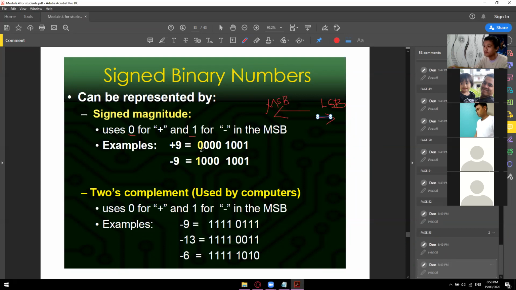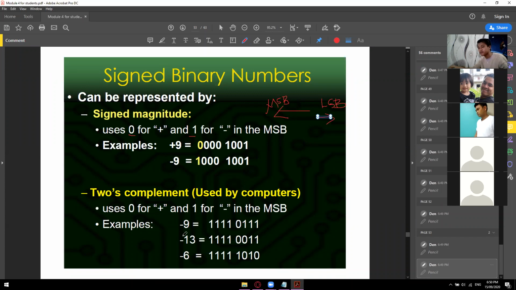Okay? So, maglagay ka lang ng 1 sa pinaka-dulo kapag gusto mong i-represent yung value into negative, or 0 naman kapag positive. So, 9 is 8 plus 1. Pero meron pa tayong ibang way wherein you have to apply 2's complement. Okay? So actually, ito yung ginagamit ng computer natin kung paano niya i-convert from positive to negative.